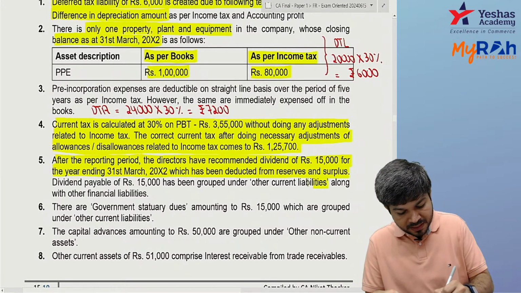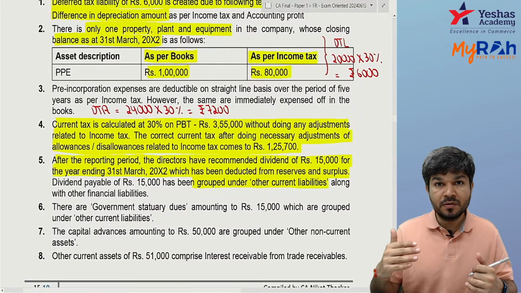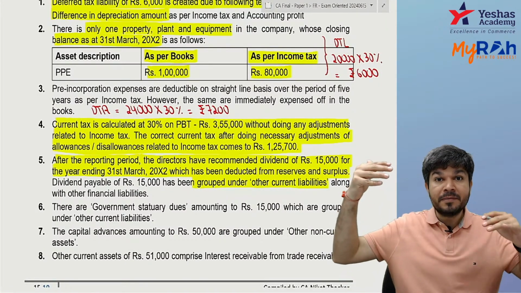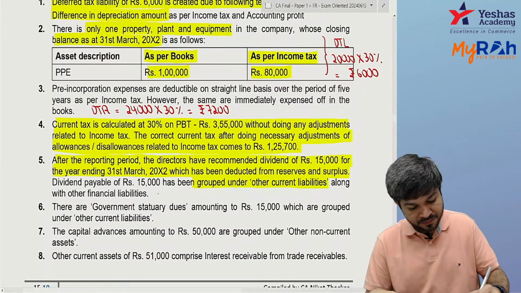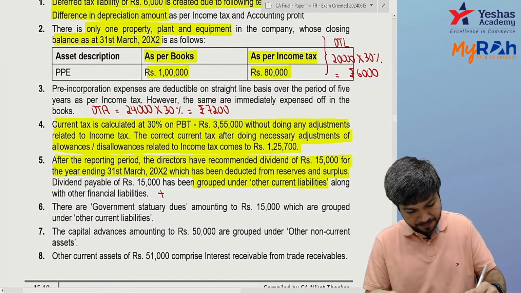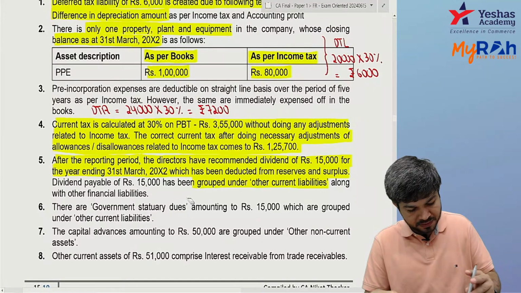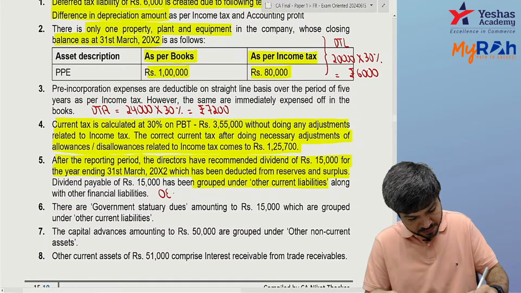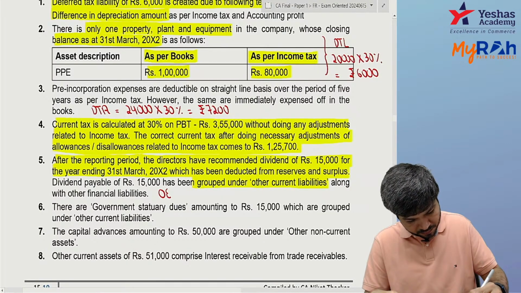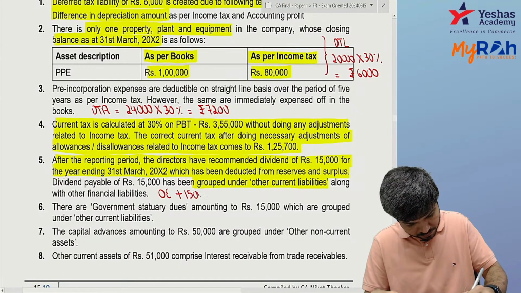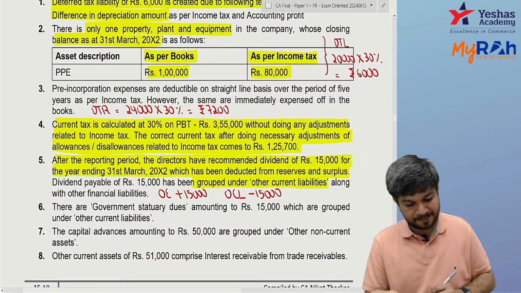And it had been grouped under other current liability. Okay, so we have to remove it. It will be added in reserve and it will be removed from liability. It will be added in reserve, removed from liability. Okay, so plus 15,000 in reserves. So I write over here in other equity plus 15,000 and in other current liability minus 15,000.